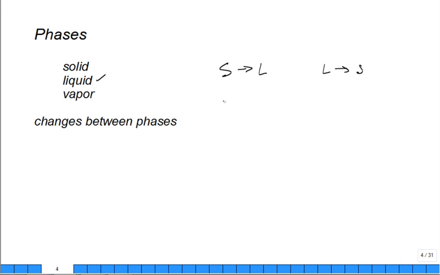What's the liquid to vapor? Boiling or vaporization, evaporation, something like that. A couple different words that mean things. But vapor to liquid, condensation. It's condensing. The harder ones would be solid to vapor. Sublimation. Where do you see that in your real life?